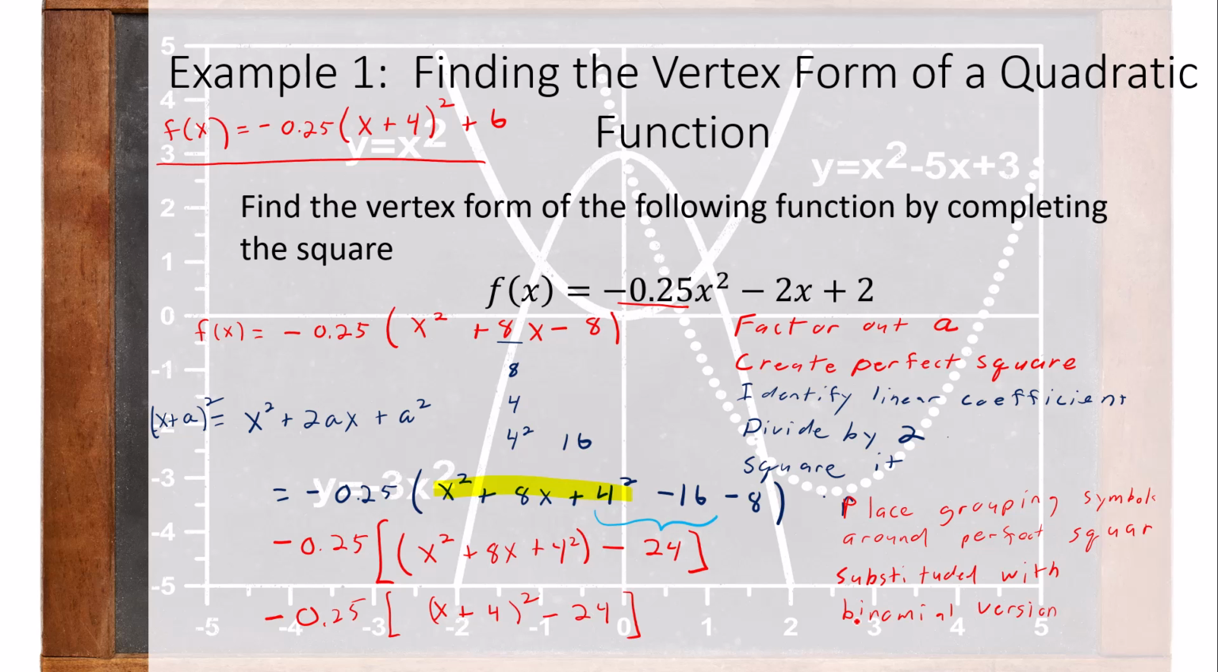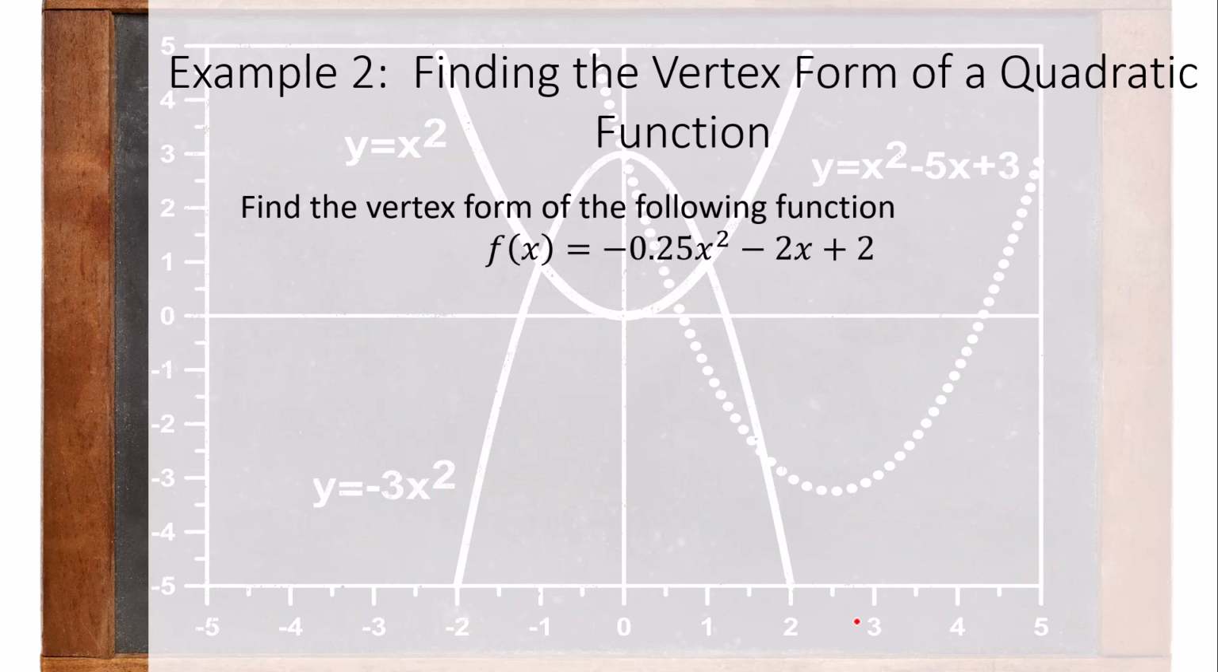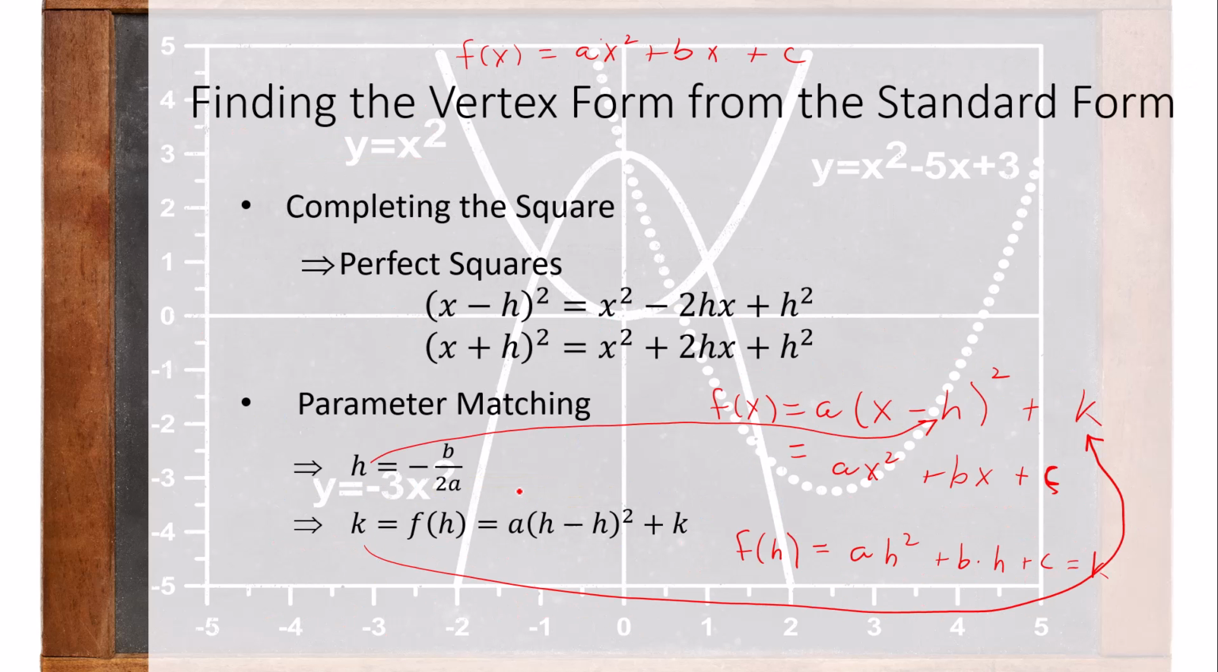Okay, so here's example 2. It's just like example 1, except here you're asked to find the vertex form of the following function. Hey, it's the exact same function, but I don't tell you how to do it. You can do it any way you want. Now, the way that I would expect you to do it in this particular case is not using completing the square, but to use parameter matching, what we are doing here.